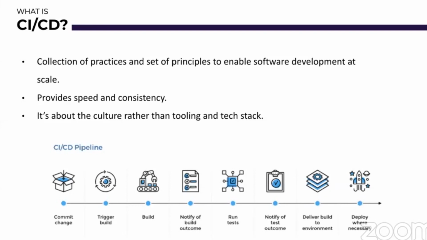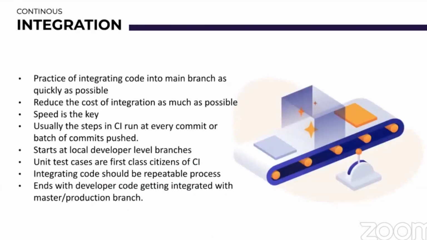Now CI/CD consists of continuous integration, continuous delivery, and continuous deployment. These are not very clear at the start, but as we proceed through this presentation, we'll get to know what each phase means and how we can use each phase in our own product or company. So moving ahead with, first of all, continuous integration.